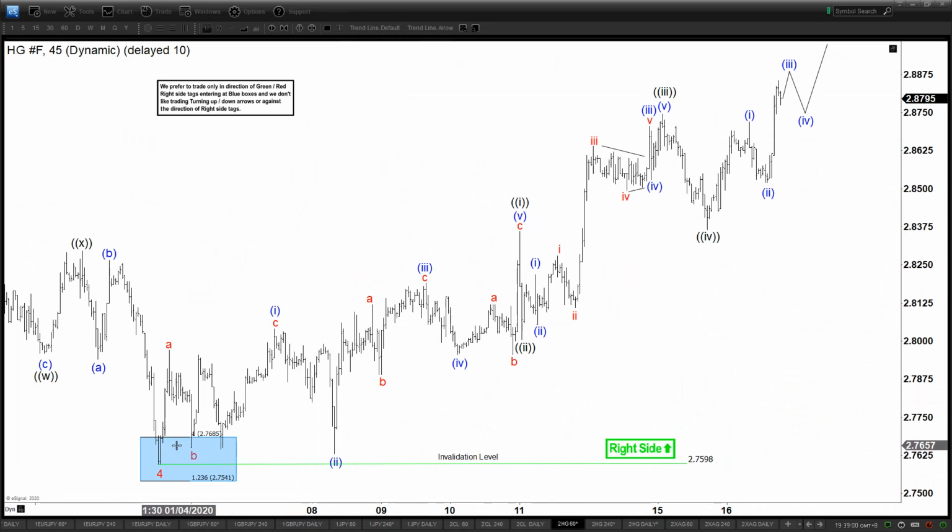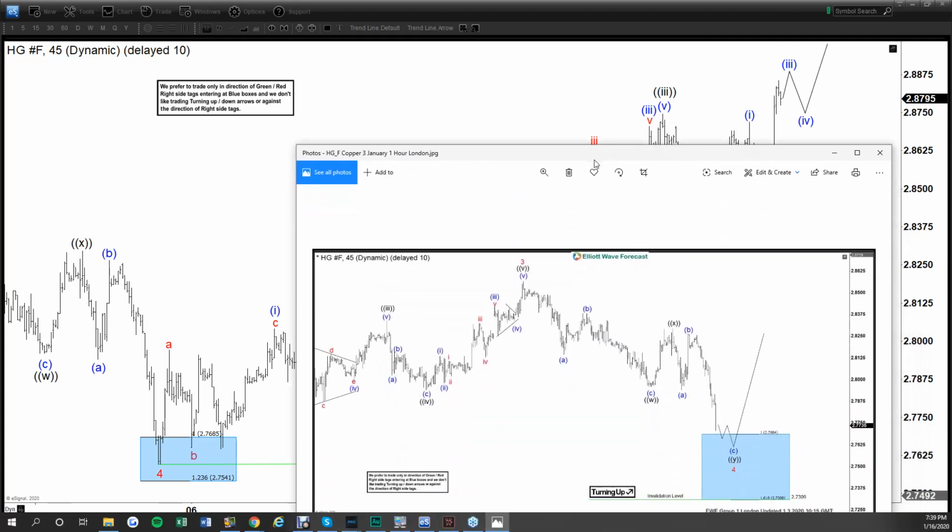Obviously we hit this blue box and then started to rally as expected, and we gave a target of 2.87. So actually we have hit our target already. The long position has been closed. It gives us around 2.6 reward versus risk, which is pretty good.